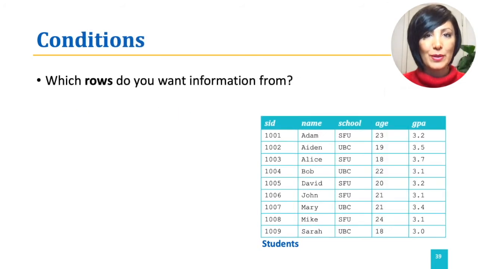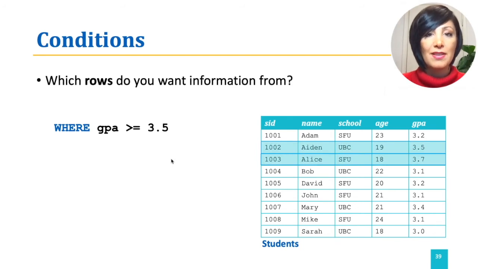Now let's only focus on rows of information and the where clause. The condition in the where clause might be a comparison to a value. For example, where GPA is greater than or equal 3.5 will specify the rows in which the GPA value is greater than or equal to 3.5 as marked.